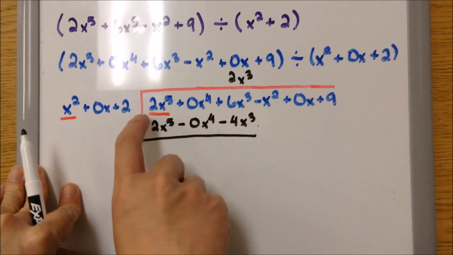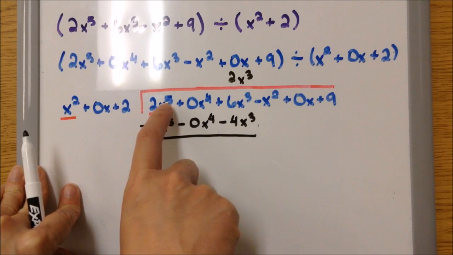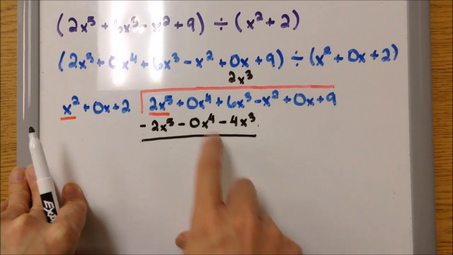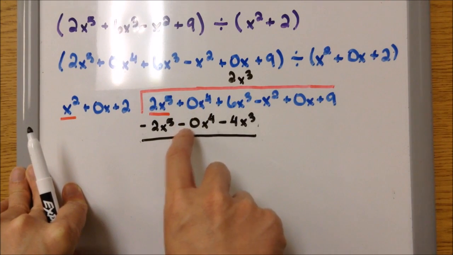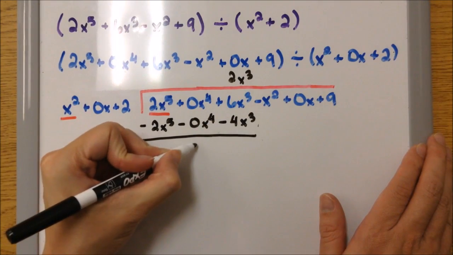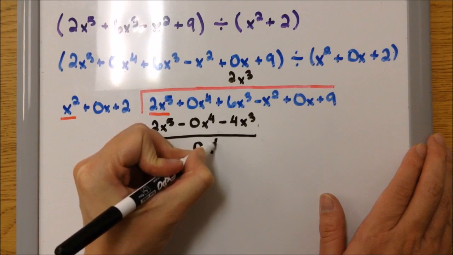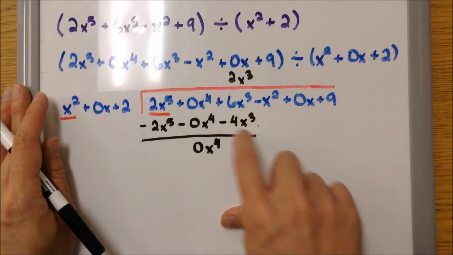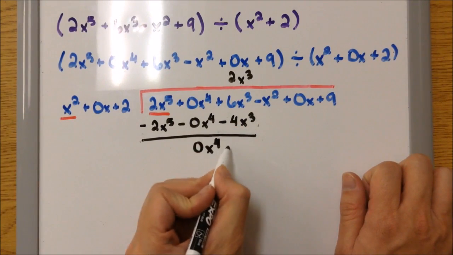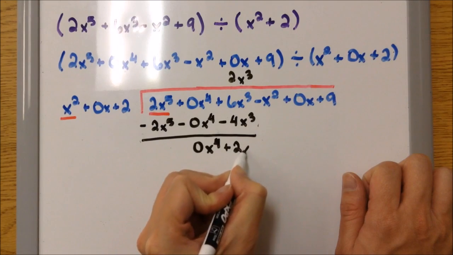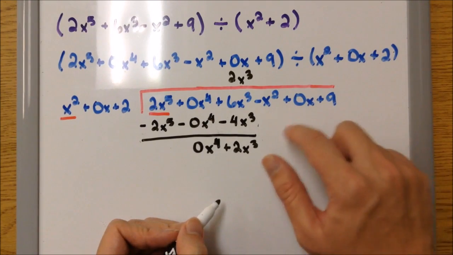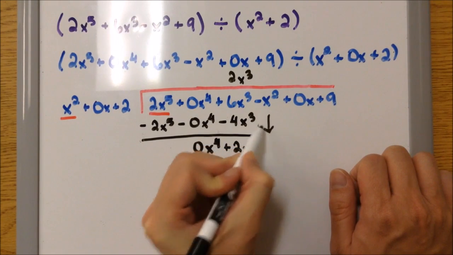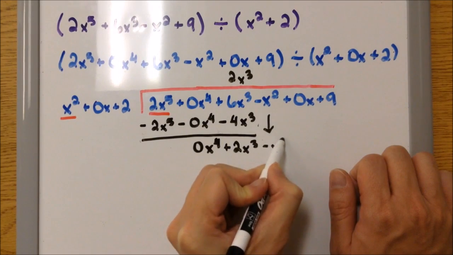Alright, so if we look at each column, 2x to the fifth minus 2x to the fifth is going to cancel. Now here, 0x to the fourth minus 0x to the fourth is just 0x to the fourth. And here, 6x to the third minus 6x to the third, minus 4x to the third will be plus 2x to the third. And then I'm going to bring down our next term here, so minus x squared.